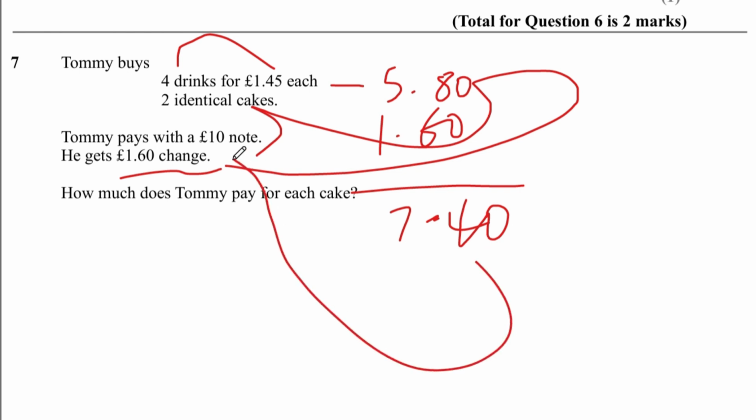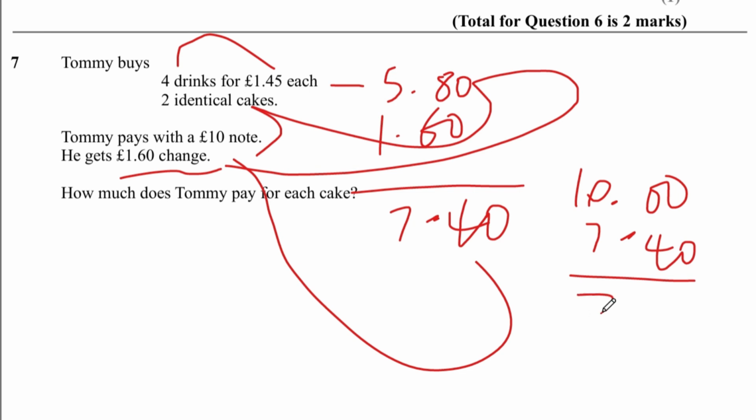So the cake is what you add to 7.40 to get 10. So 10 minus 7.40, don't forget that 10 is 10.00. So 10.00 take away 7.40 will give you 2.60. So 2.60 for 2 cakes. Now for 1 cake, you're just going to divide 2.60 by 2, and that will give you 1.30. I hope you understand that.